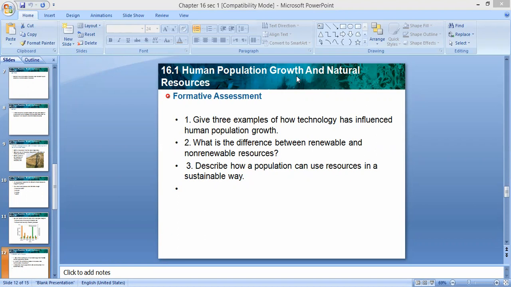What is the difference between renewable and non-renewable resources? Who can answer this question?